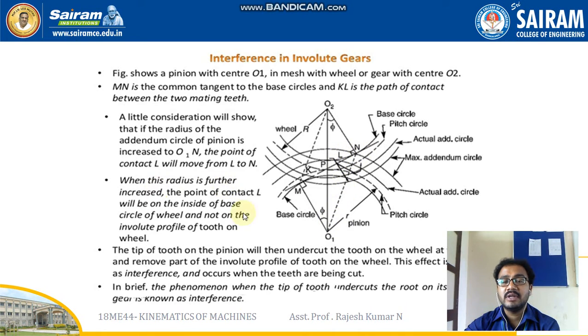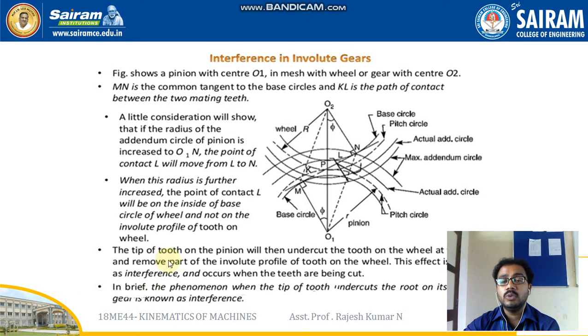When this radius is further increased, I am talking about this radius, the point of contact L will be on the inside of the base circle of the wheel and not on the involute profile of the tooth on the wheel. It will be on the base circle. You can see this. L to N means it is slightly increased, so the point is seen inside the base circle.